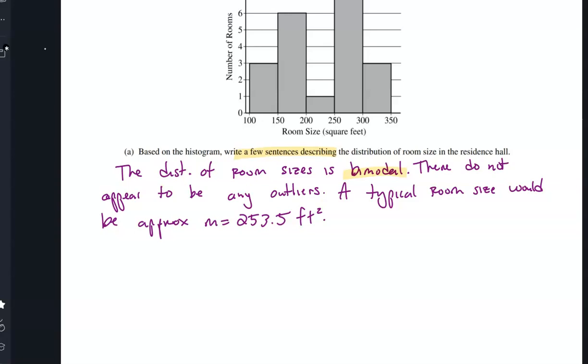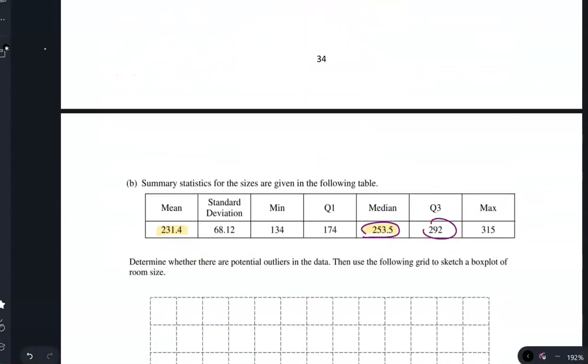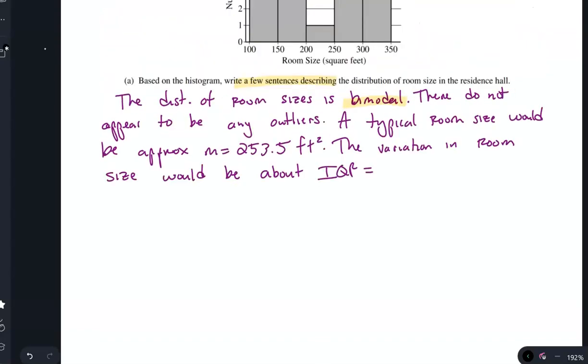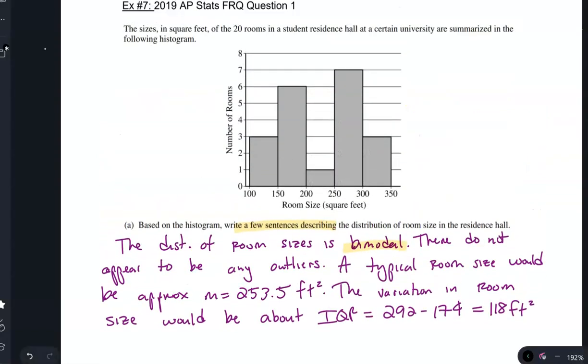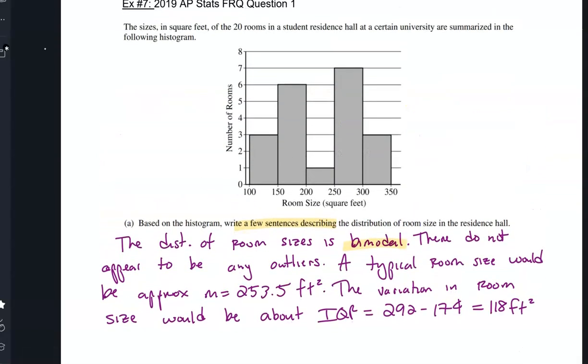And then measure of spread. The variation in room size would be about, and then we need to find our IQR. If we look at our numbers here, Q3 minus Q1. You can do the calculations here, which gives us 118 square feet. All right, there we go. So sometimes you won't have a huge giant paragraph. Sometimes it'll be that quick.